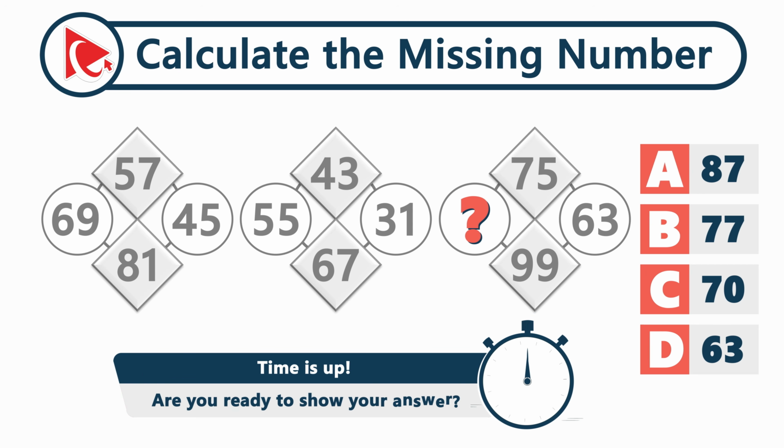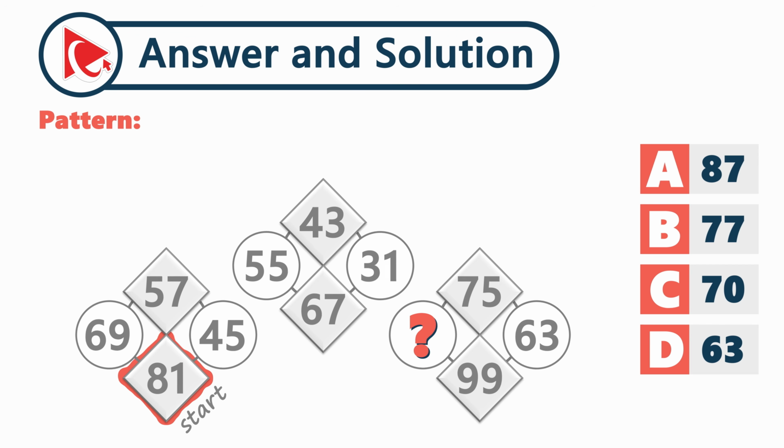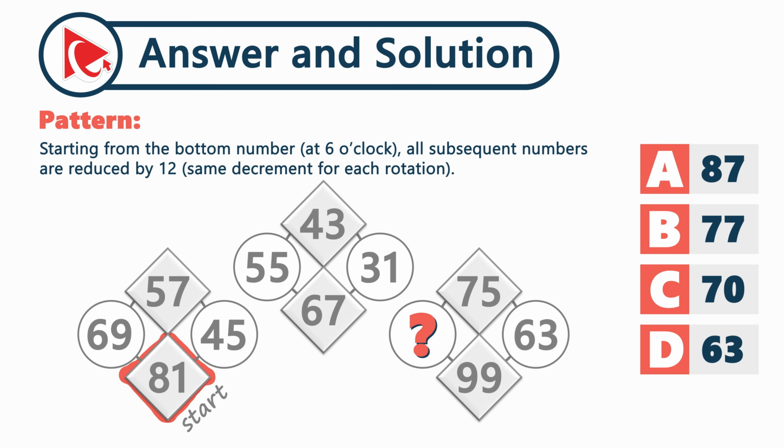Time's up! Are you ready to show your answer? Let's take a look at the first shape. Remember the hint I gave you. We have to start at the highest number, which is always at 6 o'clock. And in fact, the pattern here is that starting from the bottom number, which is at 6 o'clock, all subsequent numbers are reduced by 12, which is the same decrement for every rotation.